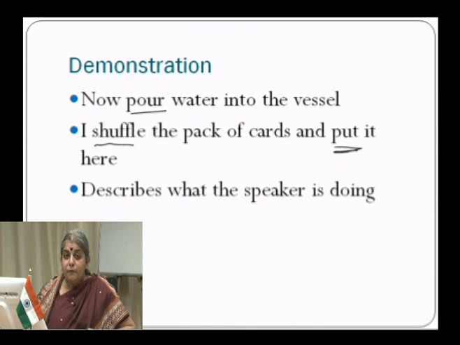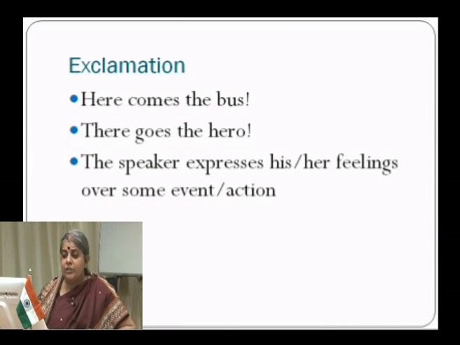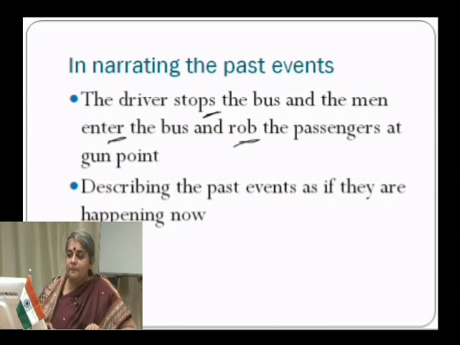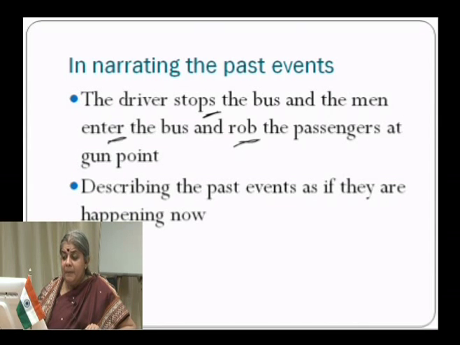Even in demonstration, we use what? We use simple present tense. For exclamation, for example, when the speaker expresses his or her feelings on what? At the moment of its happening, then we use simple present tense form. And simple present tense form is used to narrate past events. Here, we describe the past events as if they are happening now. The driver stops the bus and then the men enter the bus and rob the passengers at gunpoint.